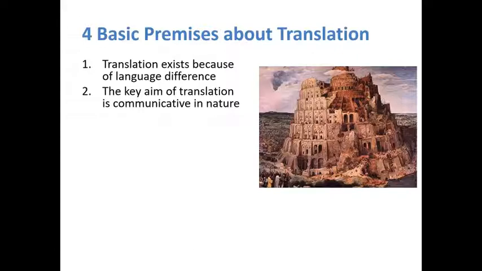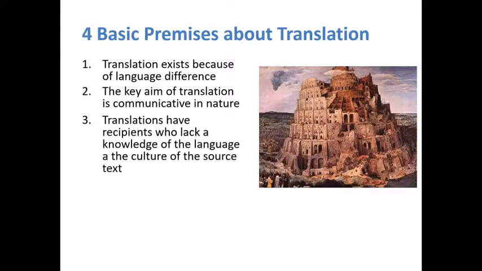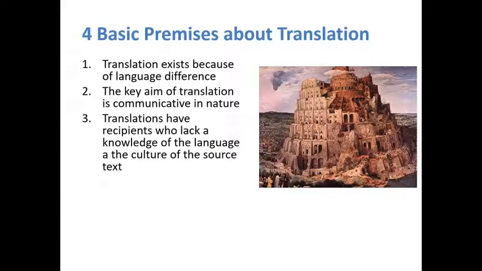Second basic premise about translation is the key aim of translation is communication. So translation exists because of language difference, and one of the key overarching aims of translation is to achieve communication. Number 3, translations have recipients, and these recipients, those who are going to be the end users of the translations that we are going to produce, need them because they lack knowledge of the language and the culture of the source text.